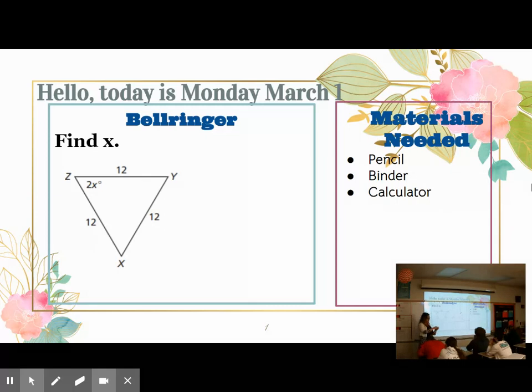All right, it's an individual assignment, which means it's on your own. Use your notes from Friday. If you don't have your notes from Friday, you got to take your notes first and then do the worksheet.